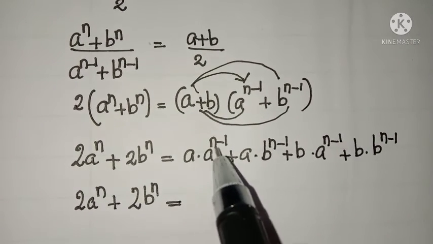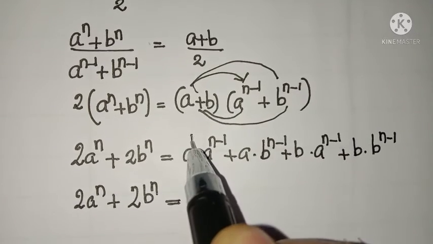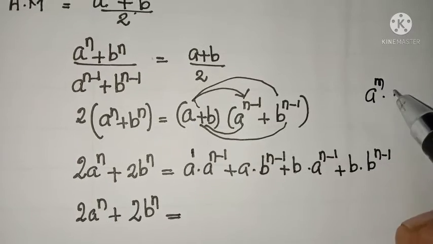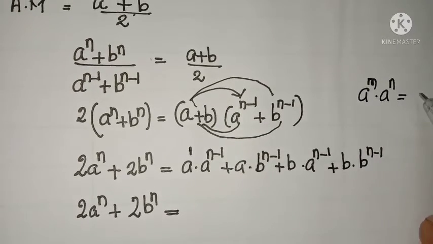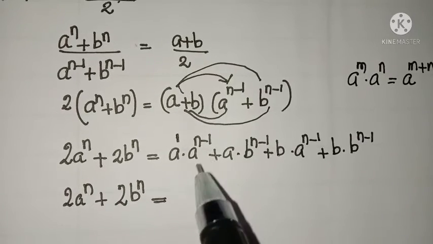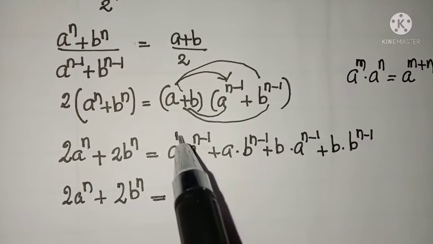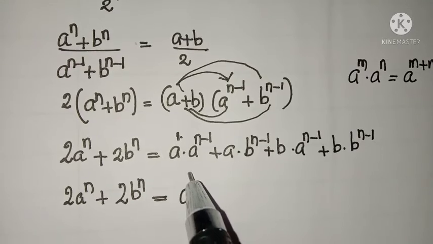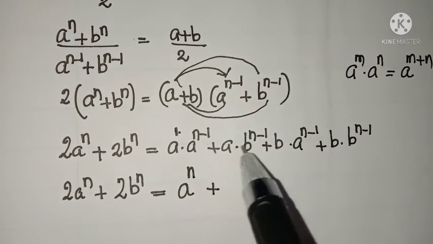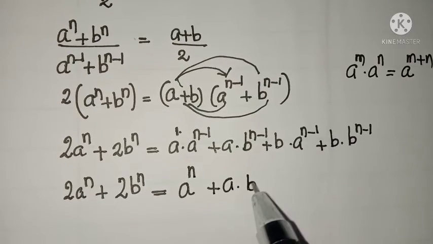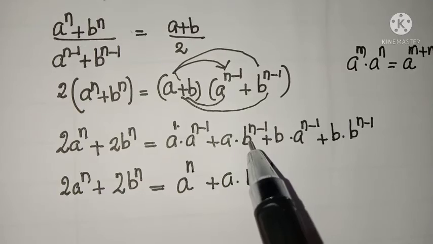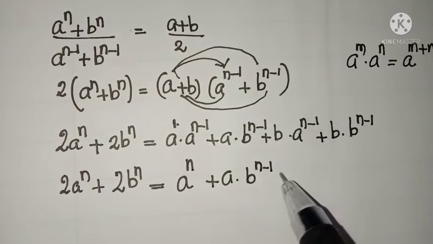Here a into a raised to n minus 1. A means a raised to 1. So by laws of indices, a raised to m into a raised to n gives a raised to m plus n. So this becomes a raised to 1 plus n minus 1, that is n. Okay. Here a into b raised to n minus 1. Here bases are different, so we can't do anything.